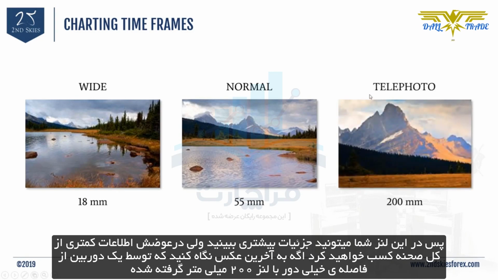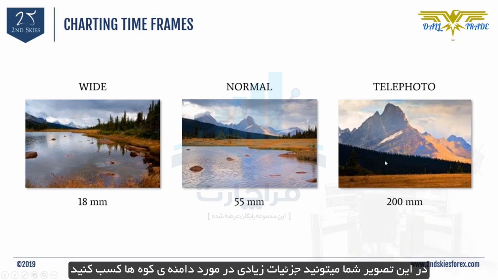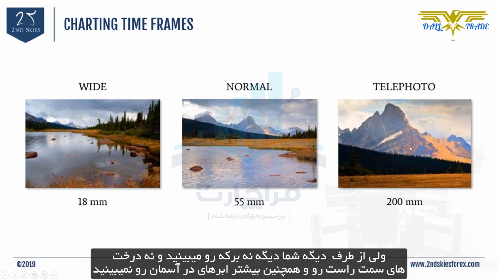Looking at the last picture, which is a telephoto taken with a 200mm lens, here you all of a sudden can see a lot of detail on the mountain range. Right? But you have completely lost view of the lake and of the trees on the right side and of most of the clouds in the sky.